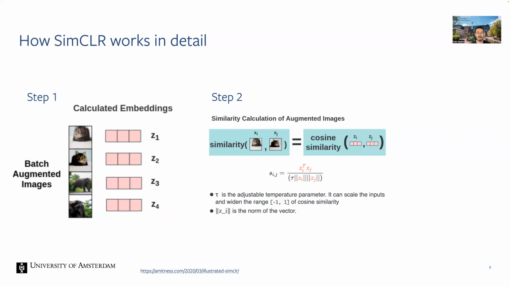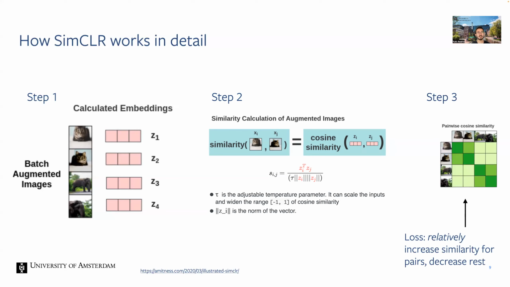And then step 3, which is almost the last step: you have now computed this pairwise cosine similarity, so now you have this matrix of batch size times batch size. And now all you need to do is to relatively increase the similarity of the pairs and decrease the similarity of the non-pairs. So we call these positives and negatives. So increase the similarity of the positive pairs and decrease the similarity of the negative pairs.